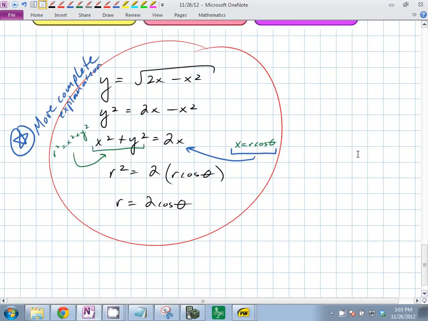Square both sides. And then you move it over, and then you know right here, you know that r squared equals x squared plus y squared, and you know that x is equal to r cosine theta. If you do that substitution, look what happens. You end up with r equals 2 cosine theta.